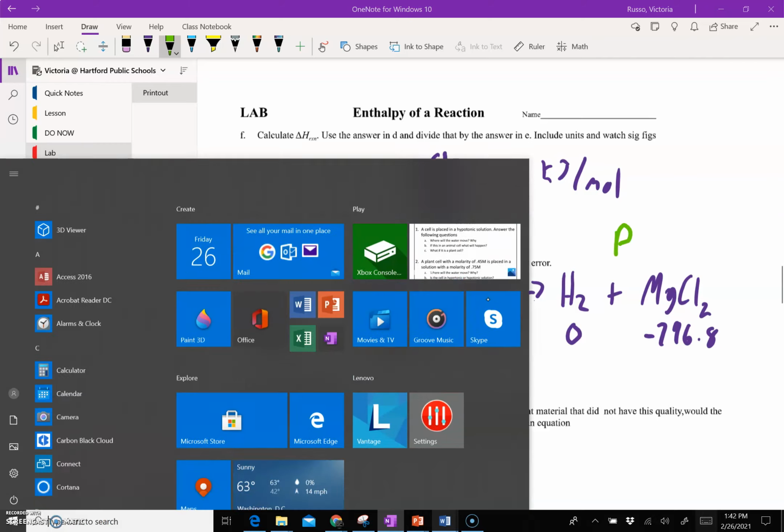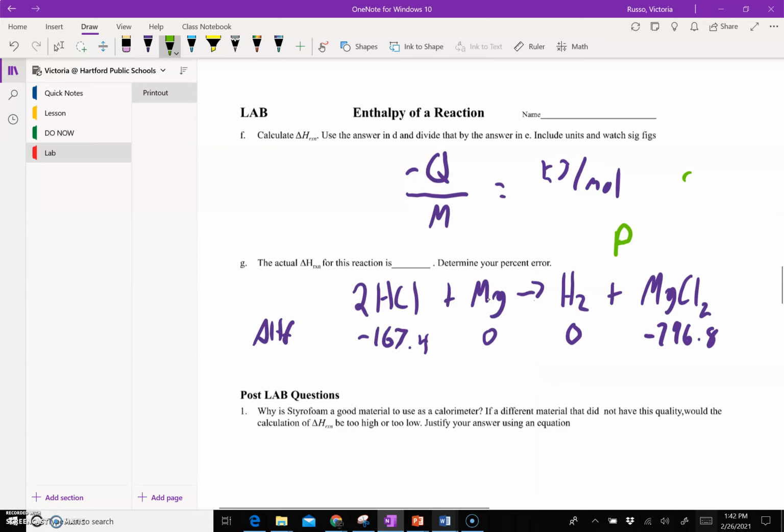But to find the value, you do the heat of formation of the products minus the heat of formation of the reactants. Well, there's one product, this is an element, so that's negative 196.8, minus the heat of formation of the reactants. Notice that this is negative, but there's a 2 in front of it, so I have to multiply it by 2, and it stays negative.